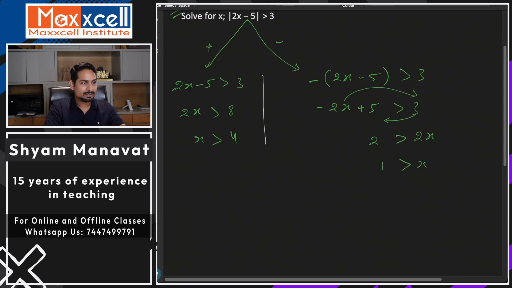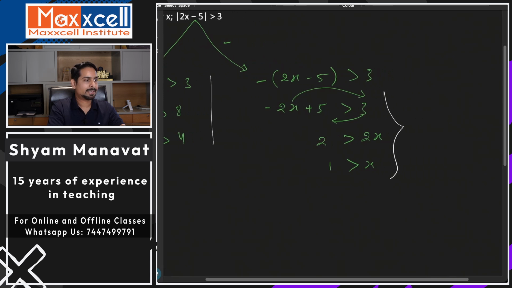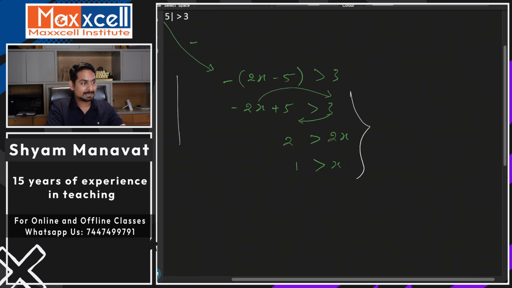You can do this way, or you can solve it by just multiplying the negative sign on both sides. If you want to get rid of this negative sign, then you can multiply minus 1 to both the sides, and you get 2x minus 5 less than minus 3. And if you remember, when you multiply or divide by a negative sign, the sign of inequality changes, right? So instead of greater than, this will become less than.